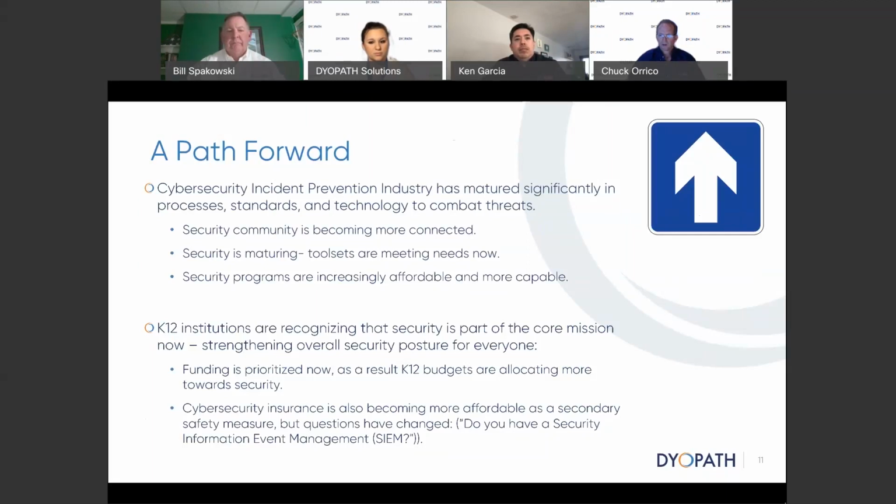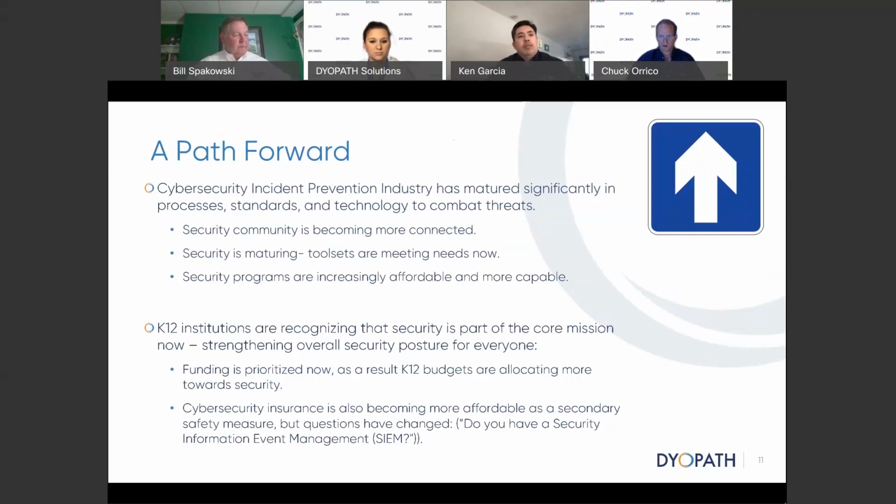So take heart in knowing that there is a path forward, and that the security community, companies like Diopath and others, who are all banding together to come up with better and better defenses every day, are becoming more connected. We're on tons of forums together, we're on tons of roundtables together, constantly looking at emerging best practices and technologies. And as a result of that, because that's the business that we are in, you as superintendents can benefit from that as well.